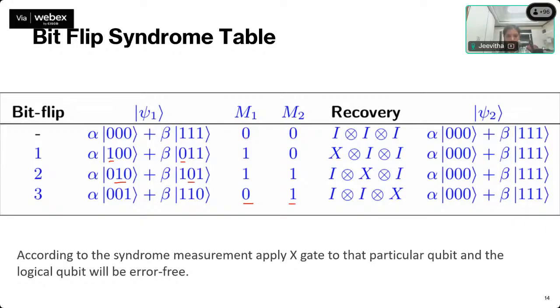So based on this measurement of the syndrome bits, you identify where the error has occurred, and then you do the operation. Once you do the recovery, you get back to the error-free logical qubit.